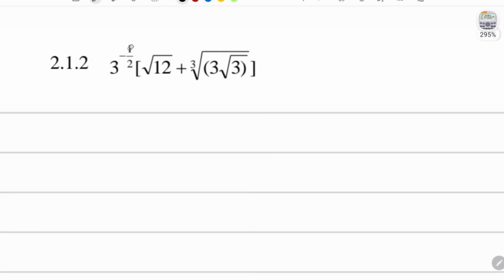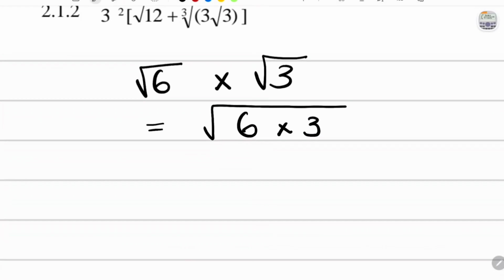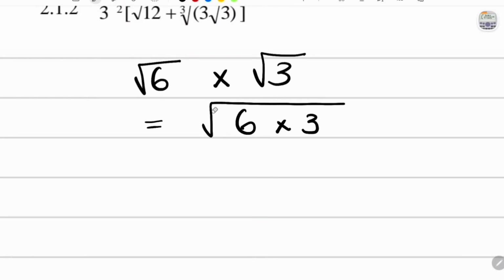So here we have a 3 to the power of negative 1 over 2. And then we have a surd here. Something you should know about surds is if, for example, you have the square root of 6 multiplied by the square root of 3, because they're both square roots and they're being multiplied, you can rewrite it as the square root of 6 multiplied by 3. They can be written under the same root since they were both square roots.